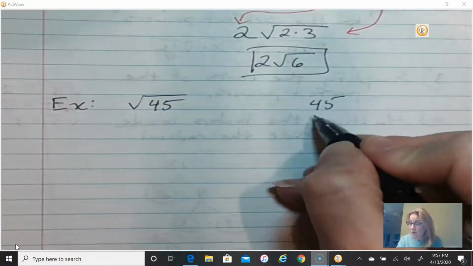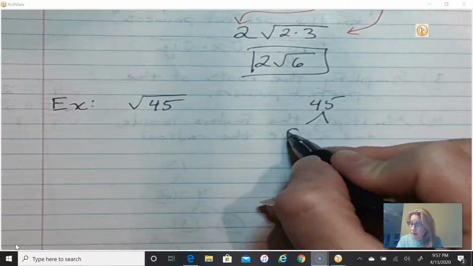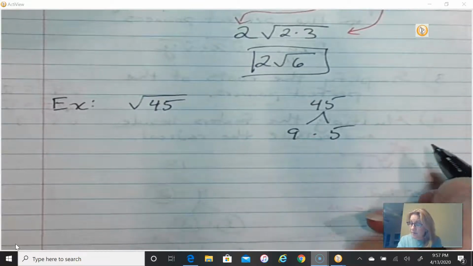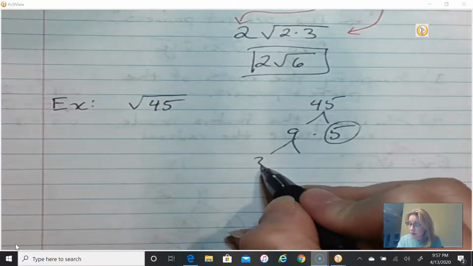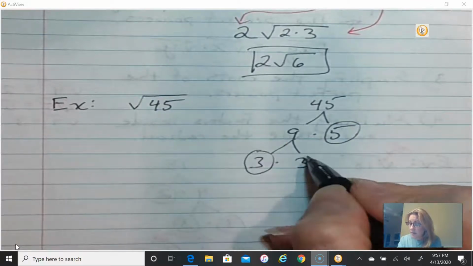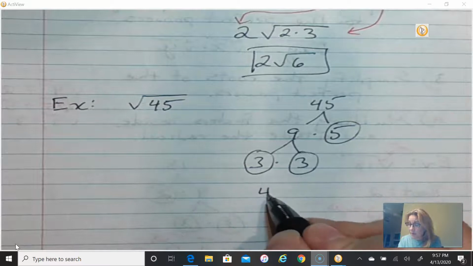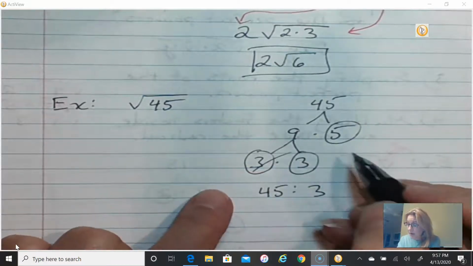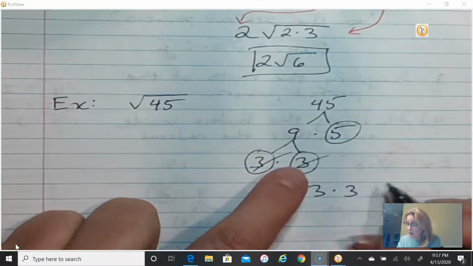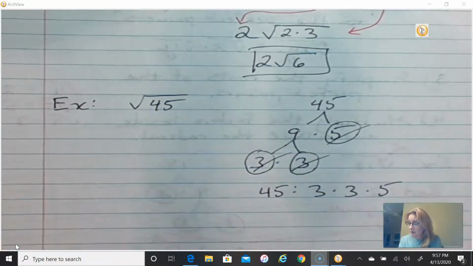First thing we do is factor tree. 9 times 5. 5 is prime, so we circle it. 3 times 3. 3 is prime and 3 is prime. So I'm going to write 45, and it's 3, cross out, times 3, cross out, times 5, cross out.